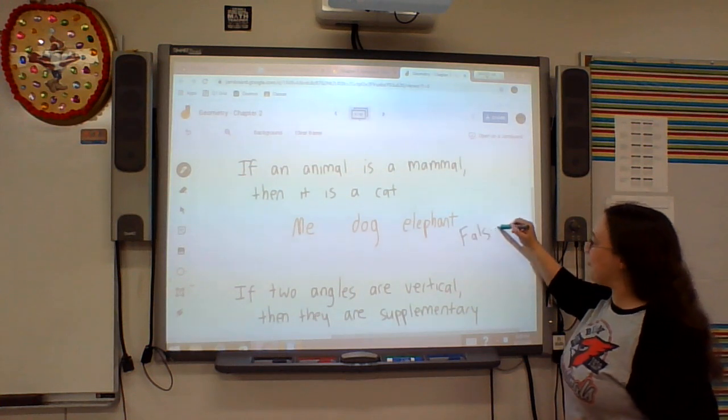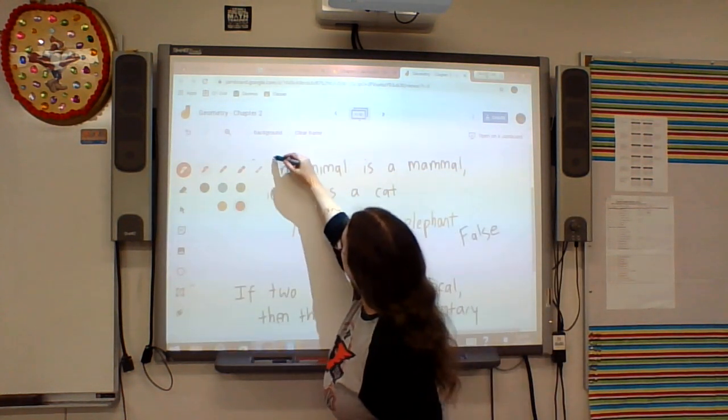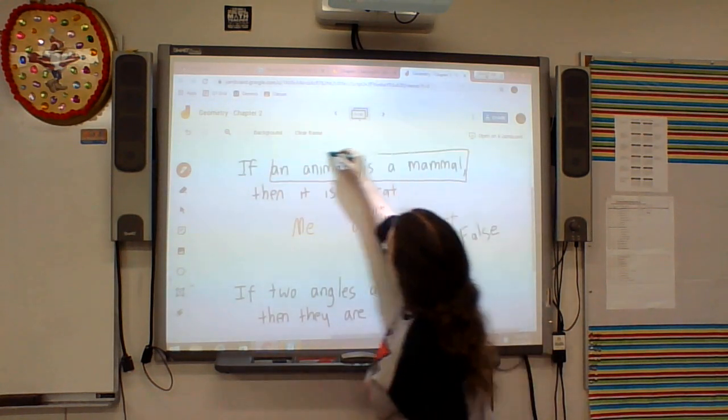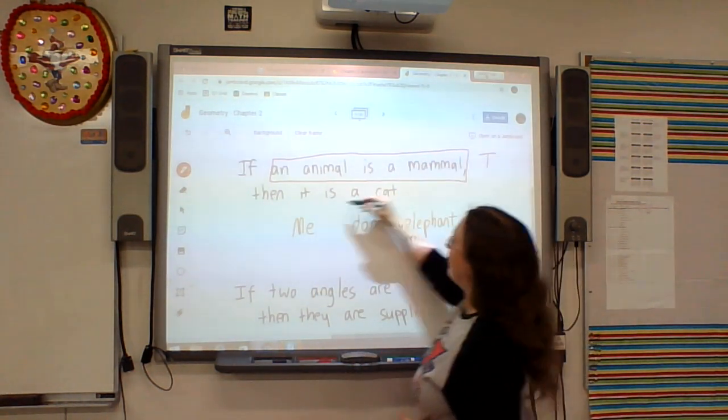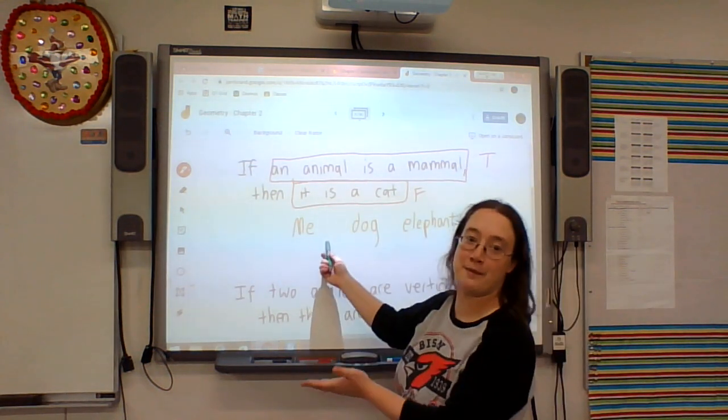And again, any of these are a counterexample. So these are things that make the first part true. So these are all mammals, but they're not cats. Believe it or not, I'm not a cat.